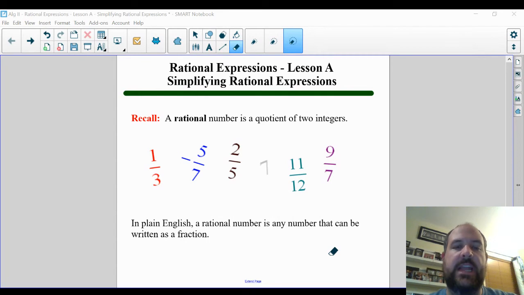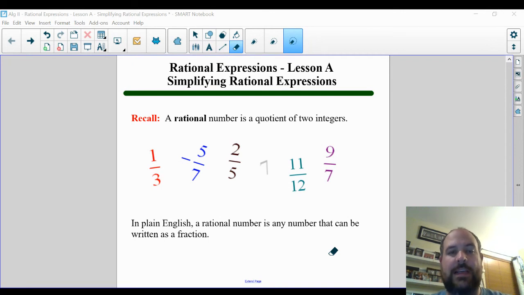What we're going to start today is our rational expressions unit. And you talked a little bit about rational expressions last year when you talked about factoring. So this is going to pick up with a brief review of something that you did last year, and then next week we'll start looking at some newer concepts.